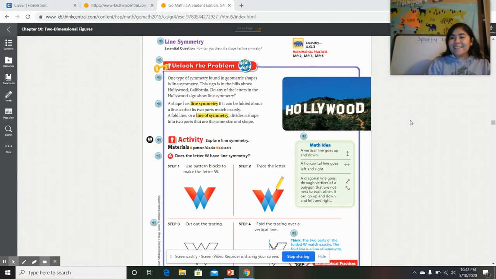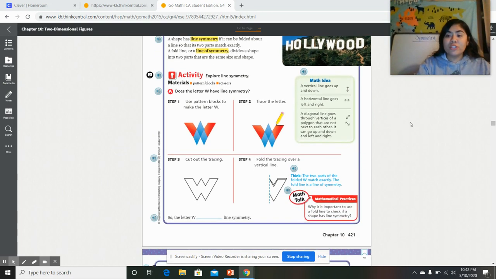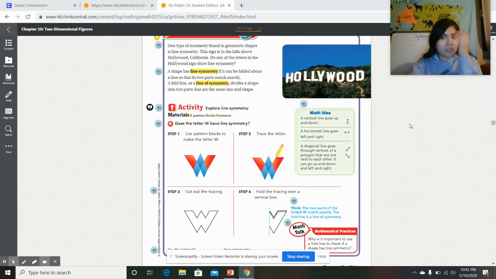Sorry. It's 10.6 in your book, and it starts on page 421. So if you want to grab your books so that you can follow along, then that'd be a good idea. It's a pretty easy lesson. It's actually really fun, and I have a really fun activity planned for tomorrow's review. But today is just kind of laying the base.